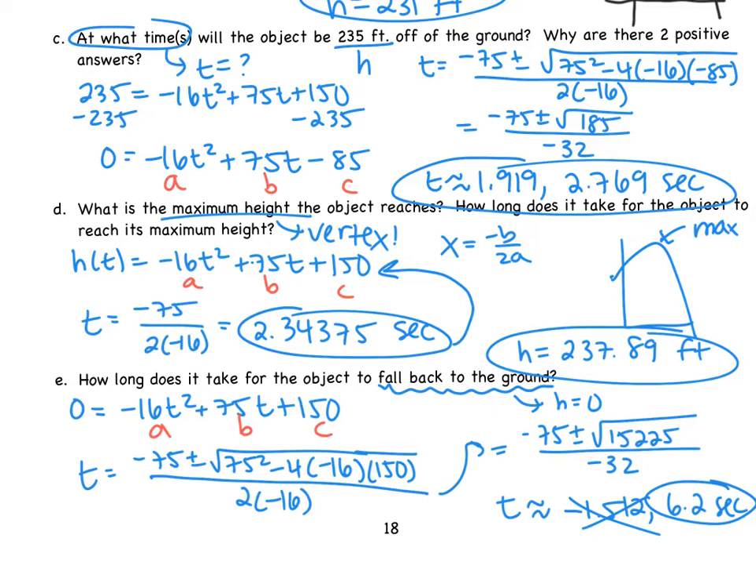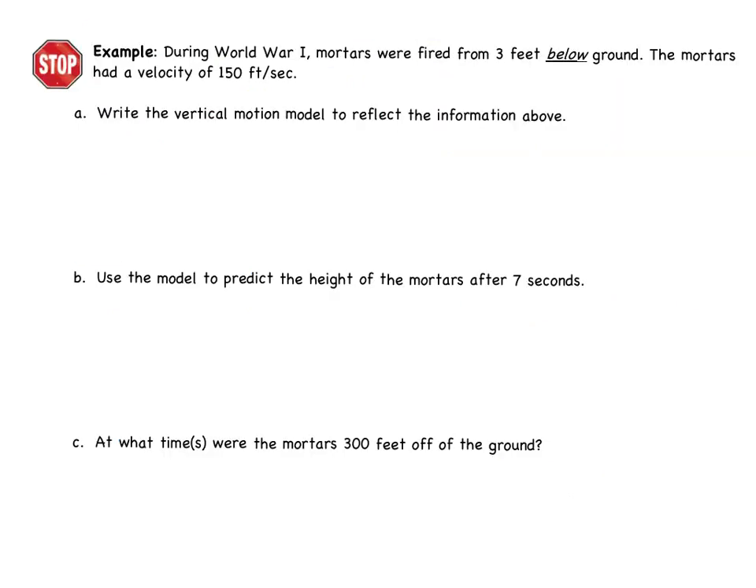So what I want you to do is flip the page, and there's going to be one that I want you to do. I'm going to start this one out with you, and then I'm going to let you finish it. So during World War I, mortars were fired from 3 feet below ground. The mortars had an initial velocity of 150 feet per second.